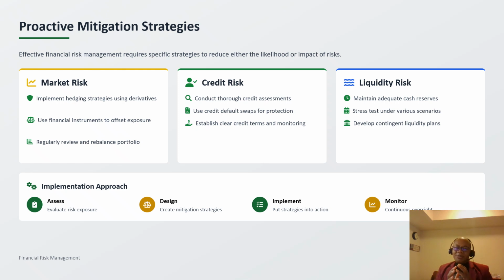Here are mitigation strategies that can be adopted for either market risk, credit risk, or liquidity risk. Remember, we said market risk, credit risk, and liquidity risk are all part of the financial risk an organization faces. So for market risk, we can implement hedging strategies using different derivatives. There are a lot of options available out there. We can use financial instruments to offset some exposures. We could regularly review and rebalance our portfolio as necessary.